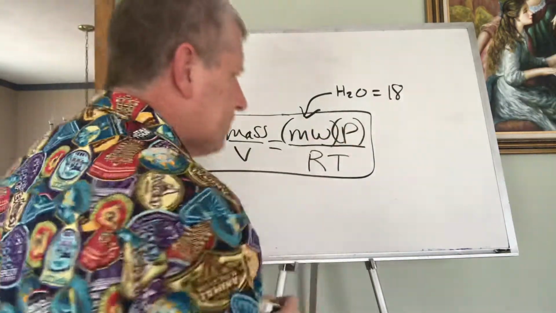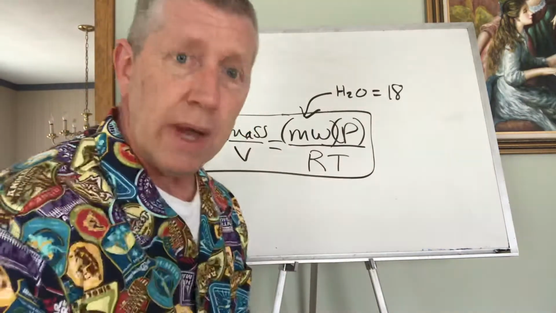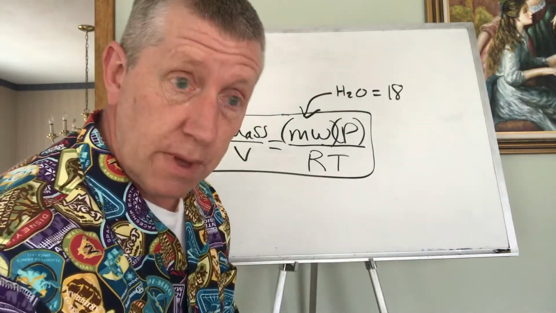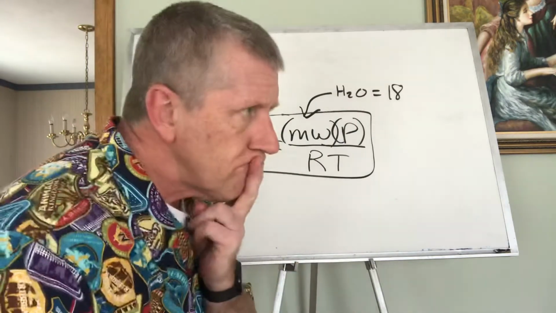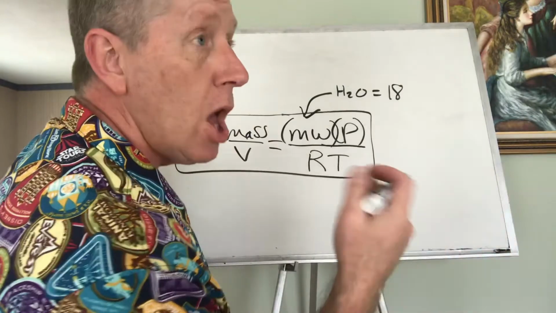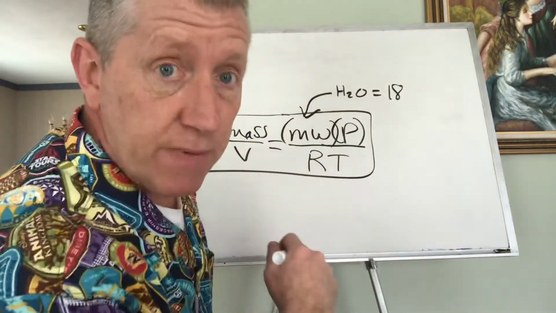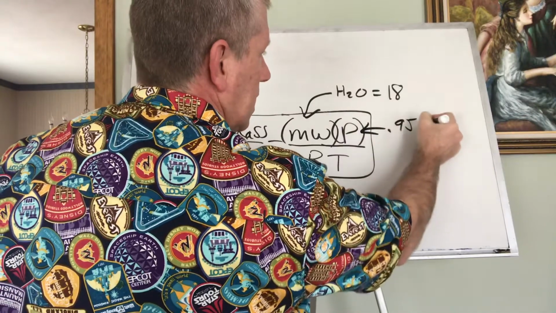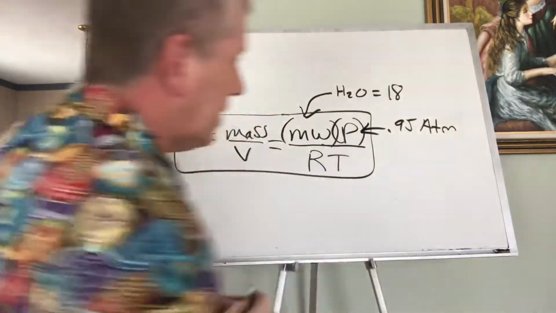So the pressure is, maybe it's a low pressure day, a lot of water vapor in there, maybe a little rainy day. So let's say the pressure is less than 1, because 1 would be average. Let's go 0.95 atmospheres, ATM. 0.95 ATM.